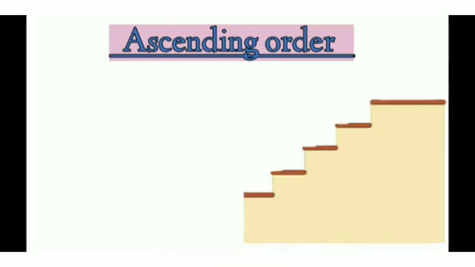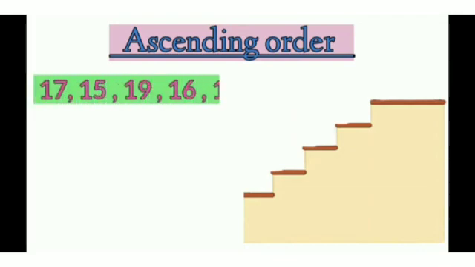Look at these numbers. Numbers are 17, 15, 19, 16, 18. They are not in ascending order. Mr. Bunny wants to go up to get the carrot, but for that the numbers should be arranged in ascending order. So children, let's all help Mr. Bunny to go up and get his carrot.